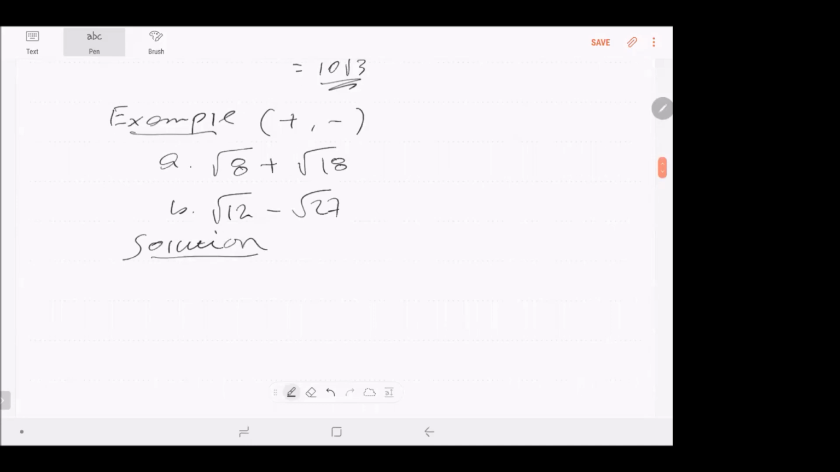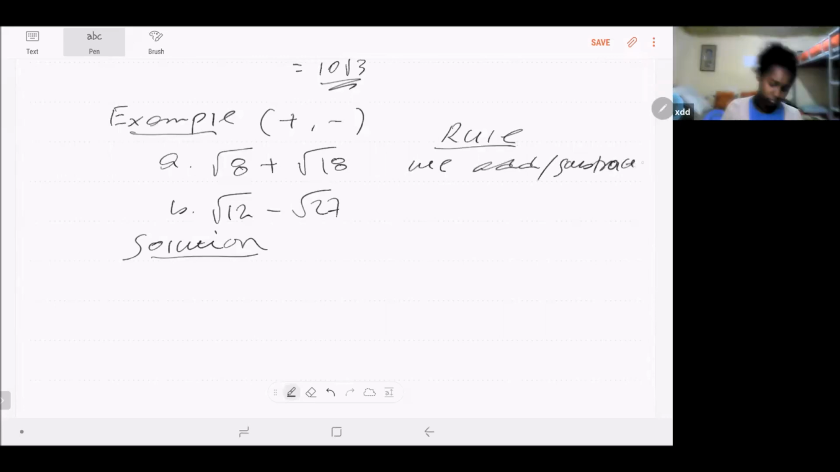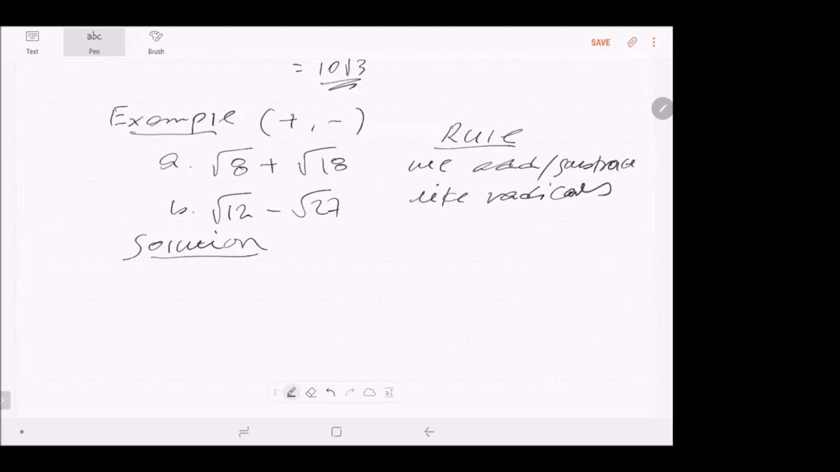Okay, the rule, remember, when you add or when you subtract radicals, let us write the rule over here. Only we add or subtract like radicals. So this is the rule. When we add or subtract radicals, we follow this rule. Only we add or subtract like radicals. What do like radicals mean? The radical and the radicand must be the same to be considered as like radicals.